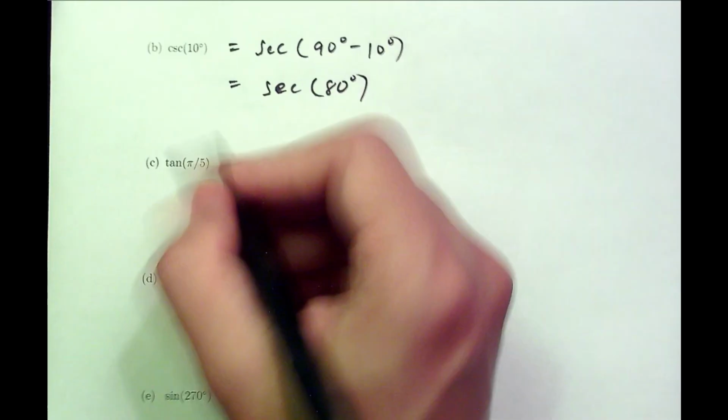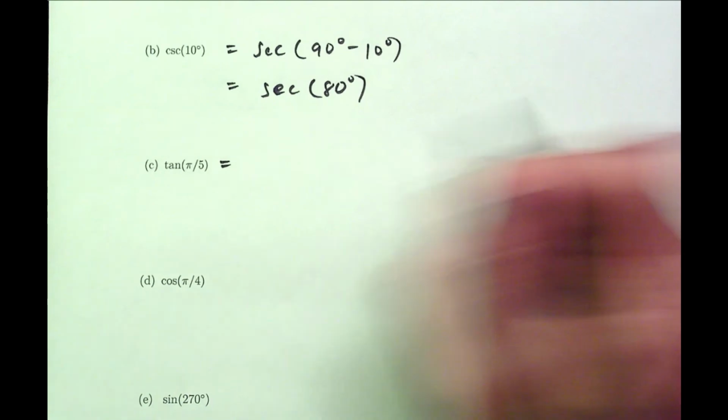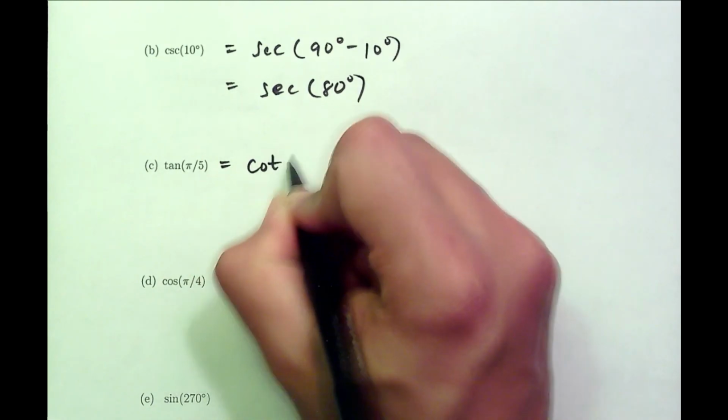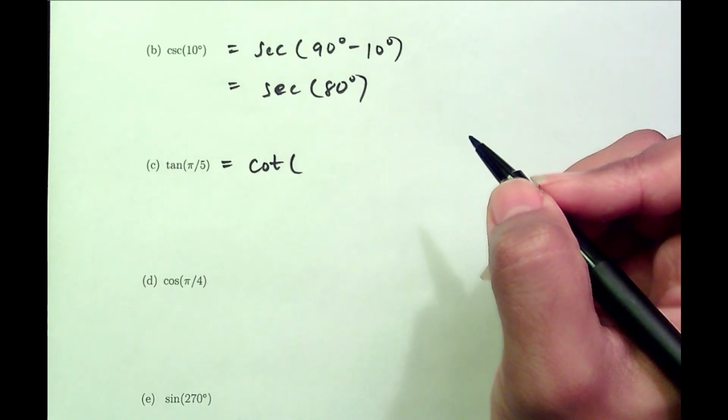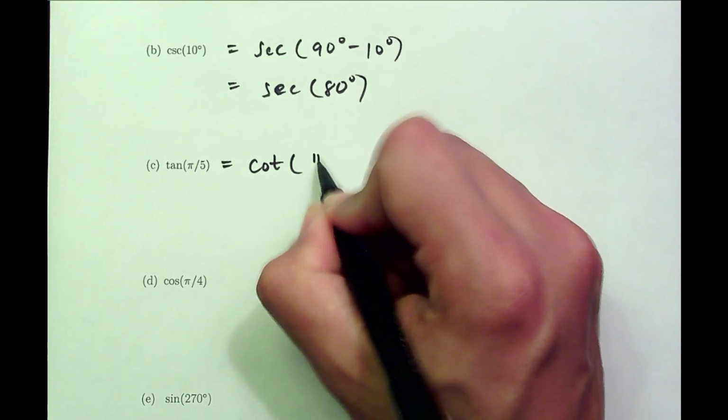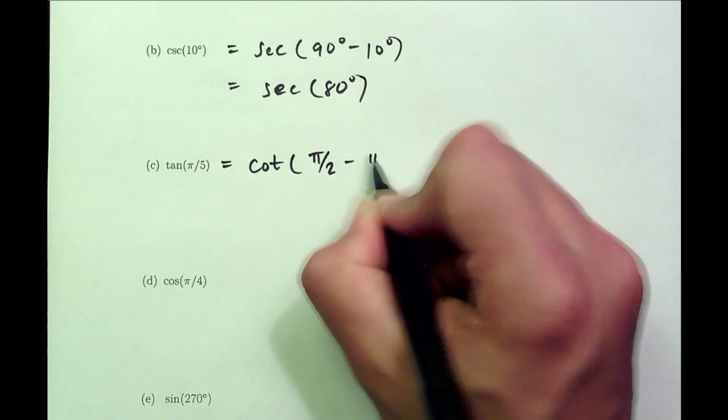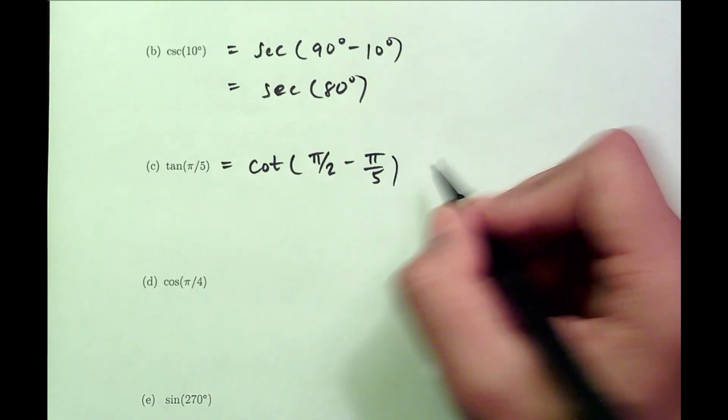Okay, now let's do it with tangent. The cofunction of tangent is cotangent. So this is the same as cotangent, and then because we're using radians, it's not going to be 90, it's going to be pi over 2 minus pi over 5. And then, of course, we have to simplify that.